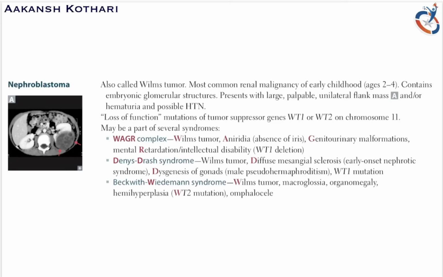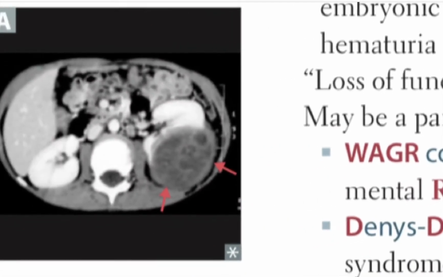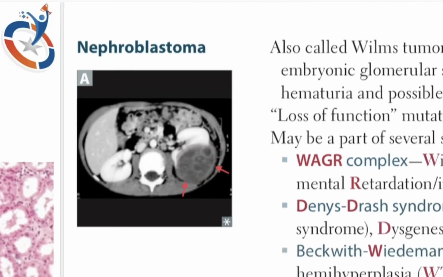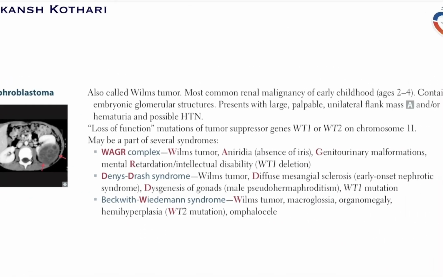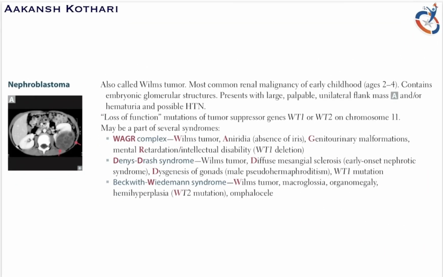Now, what does nephroblastoma have? It contains embryonic glomerular structures, and it presents with a large, palpable, unilateral flank mass. If you look at the CT scan, this is the nephroblastoma, and it is a large, one-sided, unilateral abdominal mass, presented with unilateral flank pain. Okay. There is hematuria and possible hypertension, but it is not compulsory that hematuria is always associated with nephroblastoma.